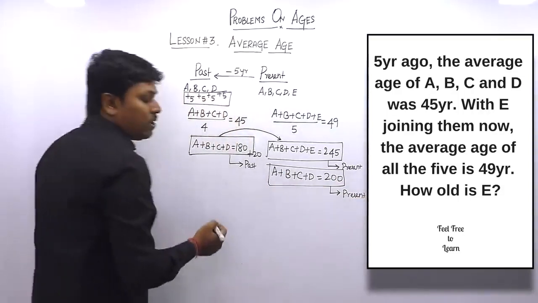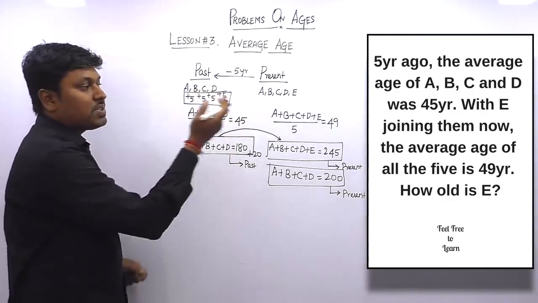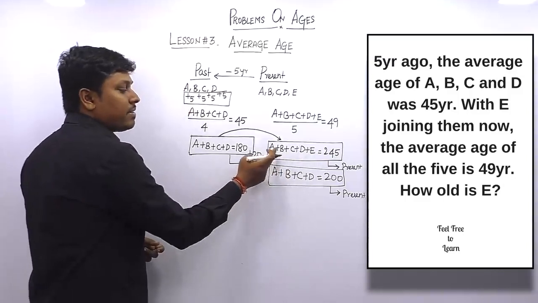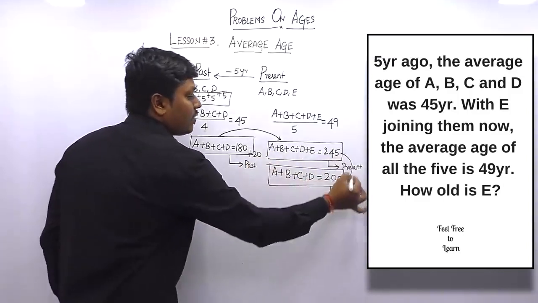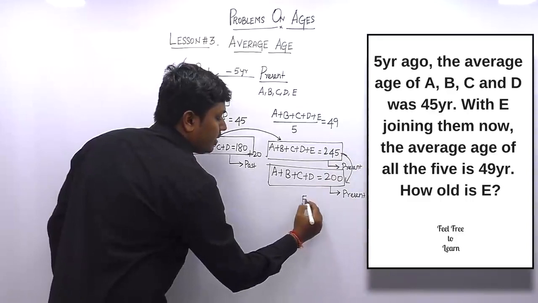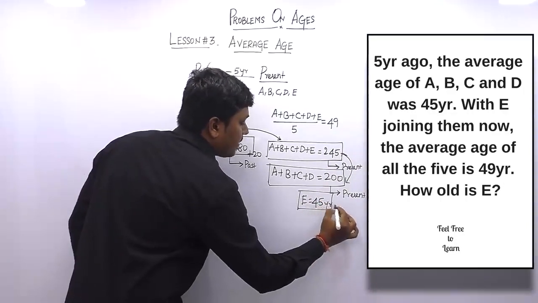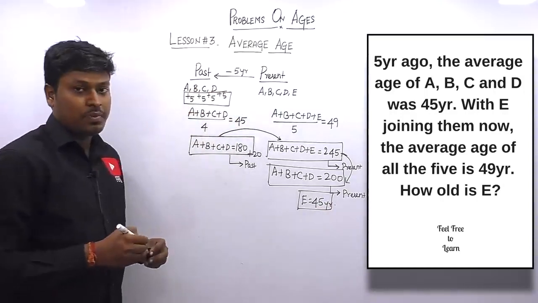So friends, got it. Now we can easily subtract both equations, because our target is to find how old person E is. So you can directly subtract the first and second equation, so once you subtract 200 from 245, the age of person E is 45 years. So the answer for question number 2 is 45.